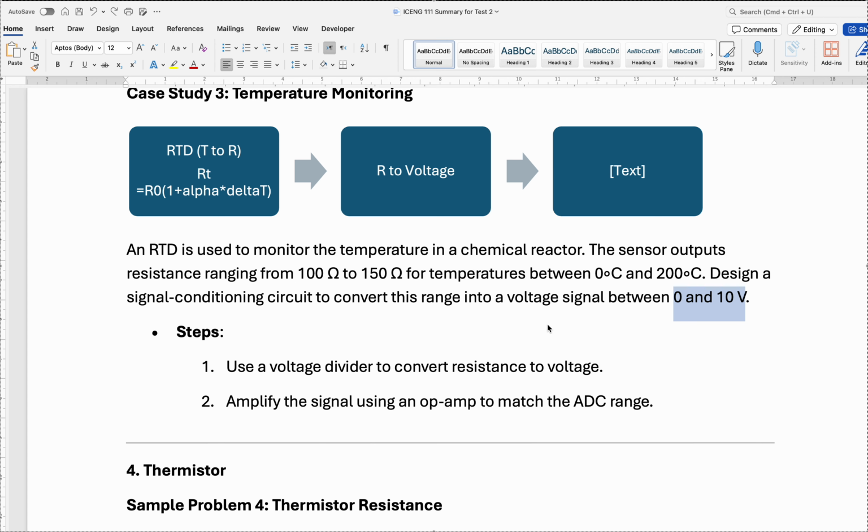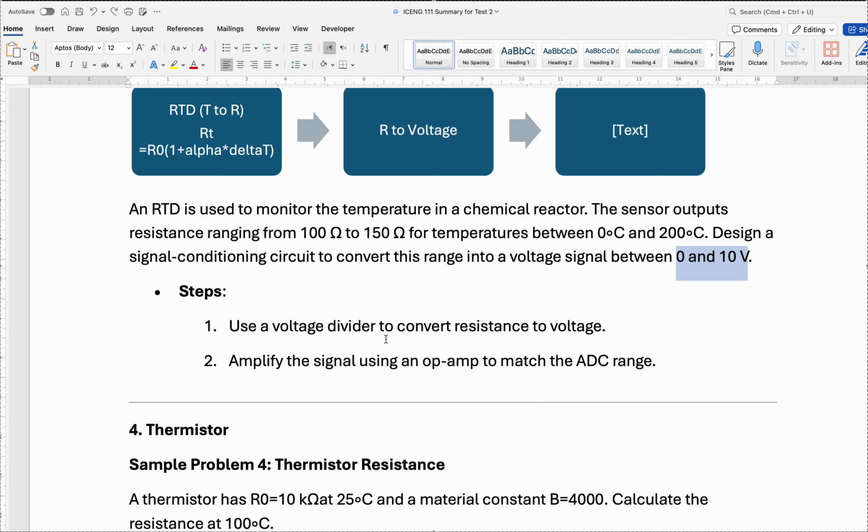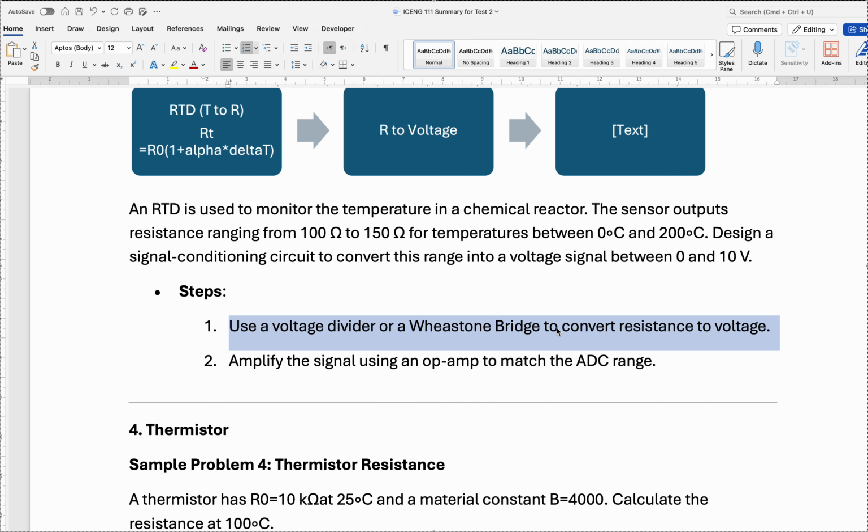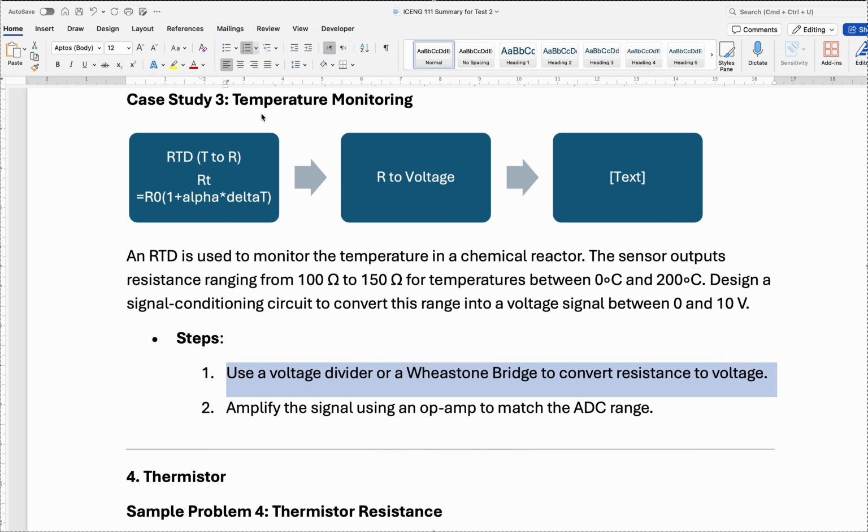Okay, so I hope that you got the idea. And of course, you have many different ideas if you want to design that system. Here it says you use a voltage divider to convert resistance to voltage. Now I can use a voltage divider or a Wheatstone bridge so that I can convert resistance to voltage. So this is the idea if I want to design for my case study.